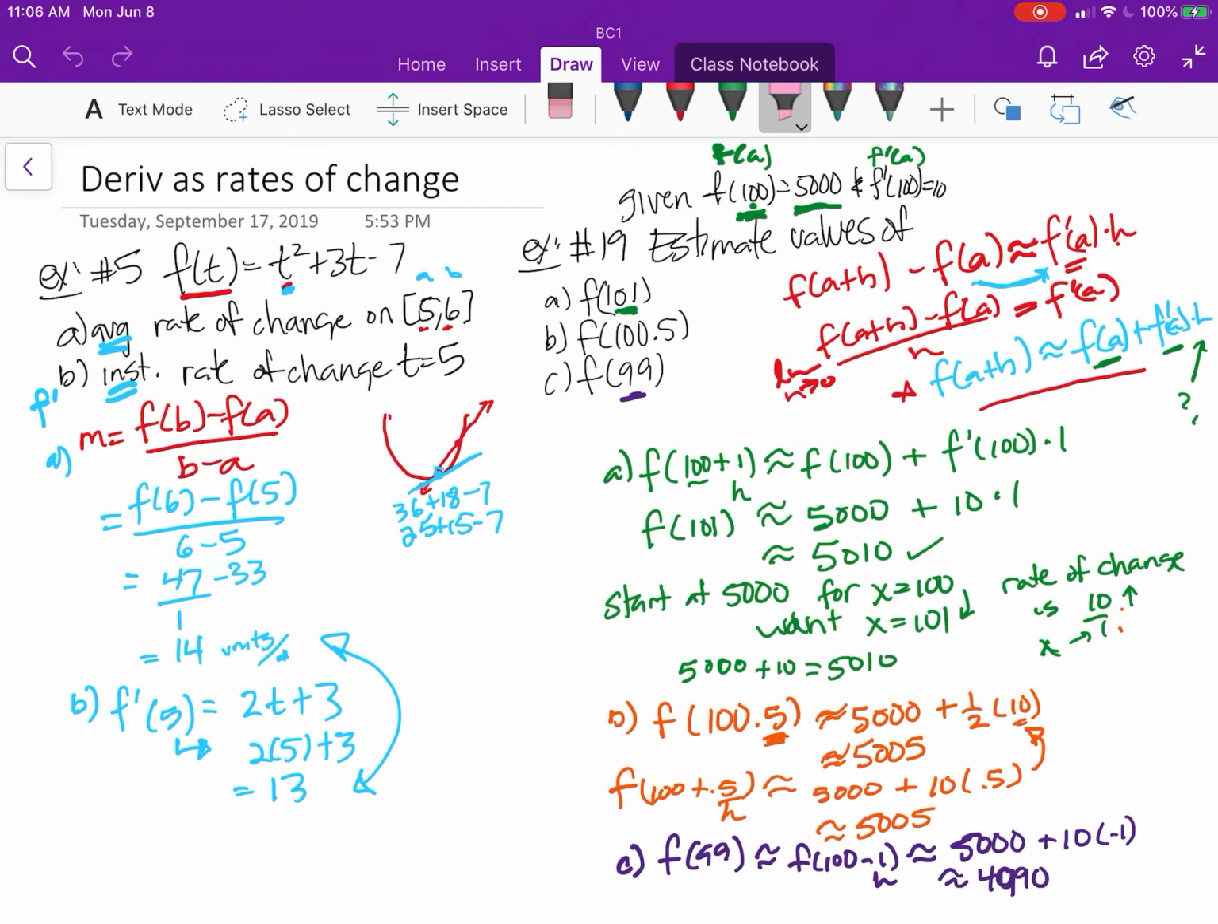These are typically easier, like you have to learn derivatives, but after that it gets easier as the math progresses. So the derivative of t squared is 2t, the derivative of 3t is 3, and the derivative of negative 7 is 0. Substitute 5 in for that t. 2 times 5 plus 3 is 13. Again, whatever units they give.